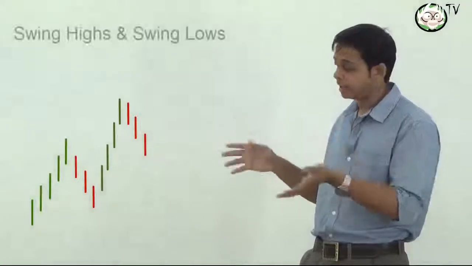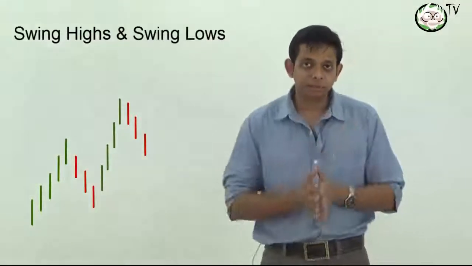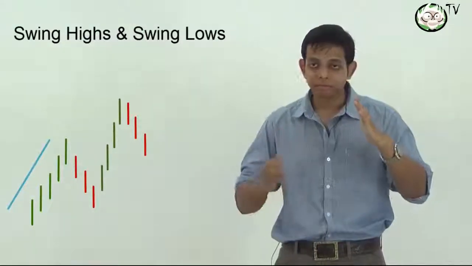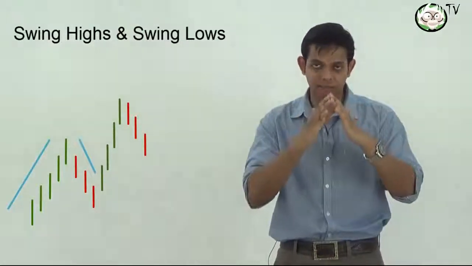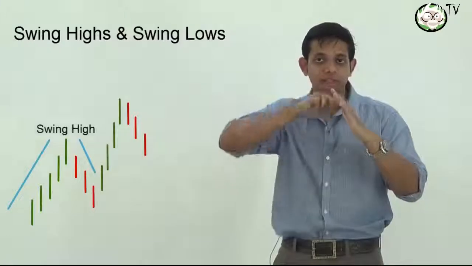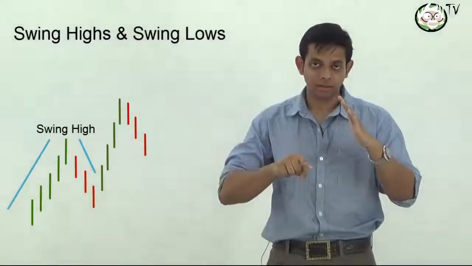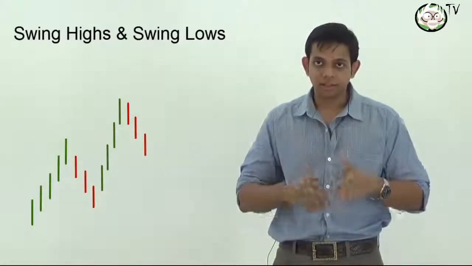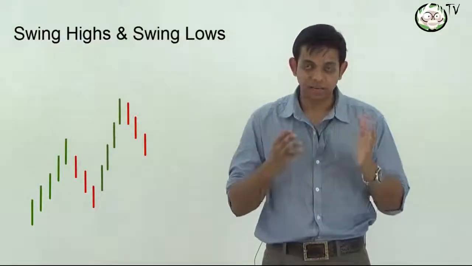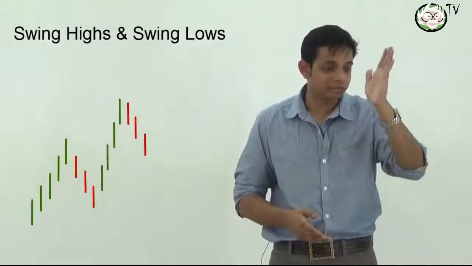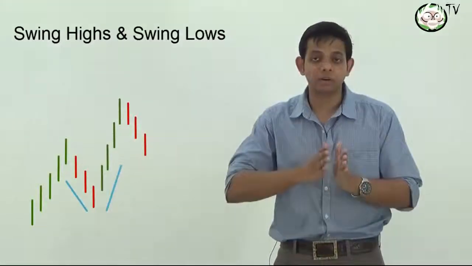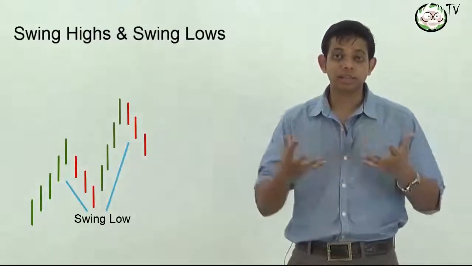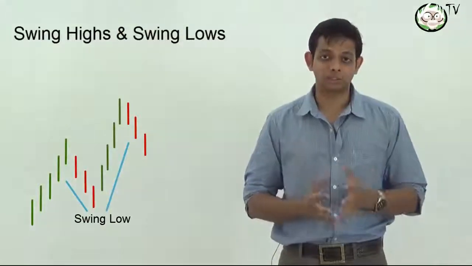A swing high and a swing low. Simply put, the meeting point of a rally, an up move, and the meeting point of the immediate decline, this tent or this mountain or this peak, is a swing high, right? The opposite of this is a swing low, meaning the meeting point of a decline and the meeting point of a rally is a swing low. Now, trends are made up of swing highs and swing lows.